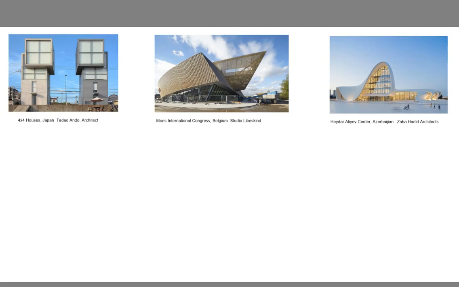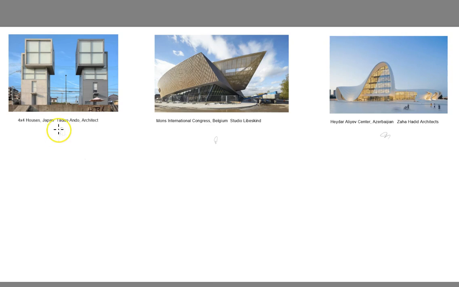I've set up a demonstration for QuickSketch to share with you using three buildings that are somewhat iconic in today's world. In Japan, here on the far left, we have the 4x4 houses by Tadao Ando. In the center, we have the Mons International Congress in Belgium by Daniel Libeskind. And on the far right, we have the Heydar Aliyev Center in Azerbaijan by Zaha Hadid architects.